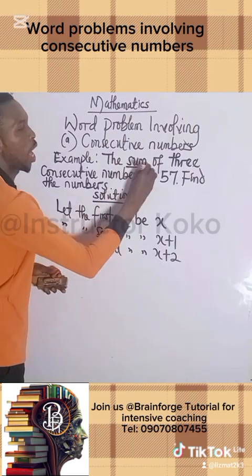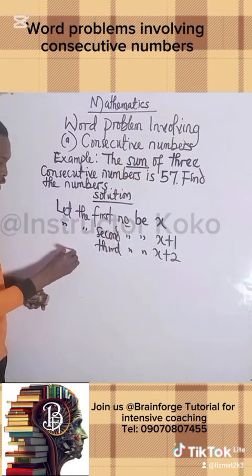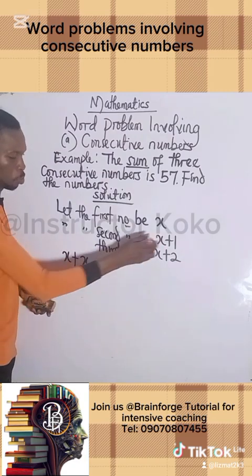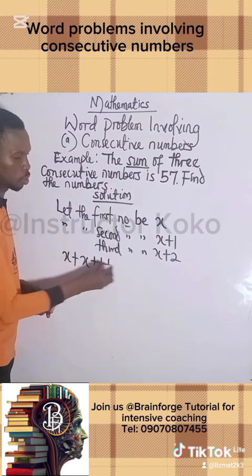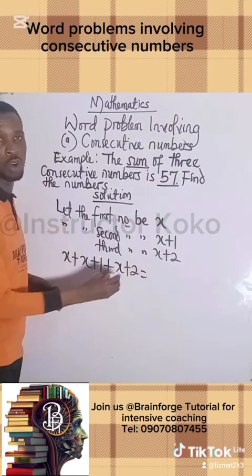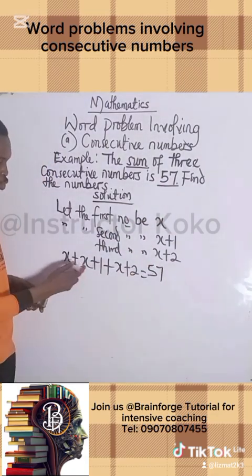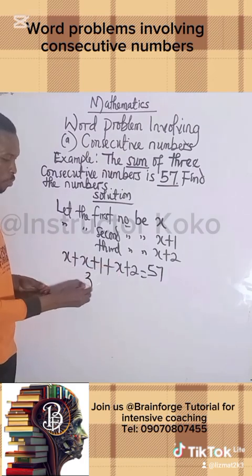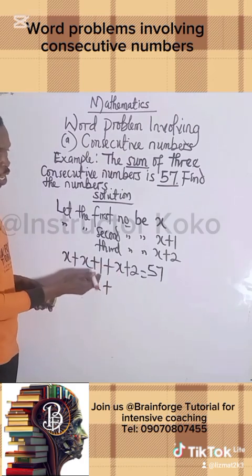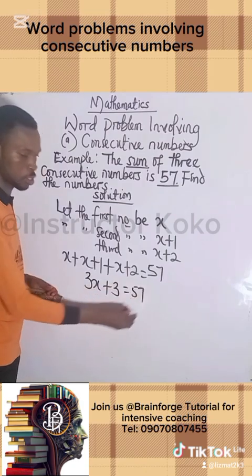So I am to add all these three numbers together. So let us add them together. I have x plus x plus 1 plus x plus 2, and everything will give 57. So what do I do next? I solve. I add all the x together, and that's 3x. Then I add 1 plus 2. That's 3. So 3x plus 3 equals 57.